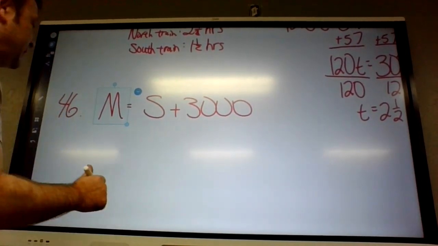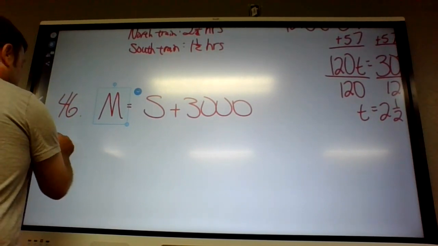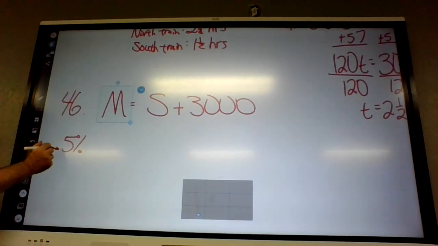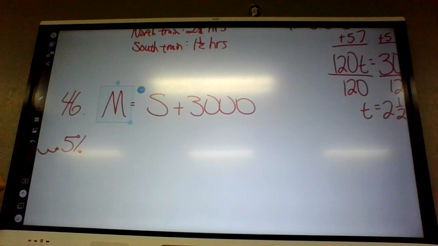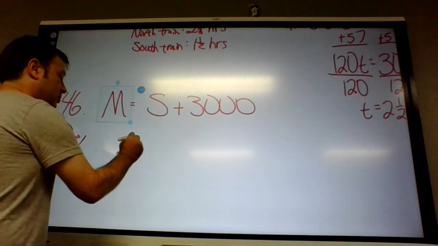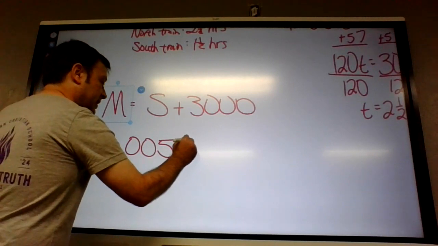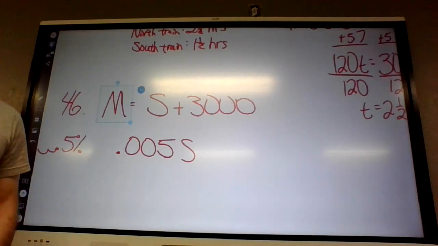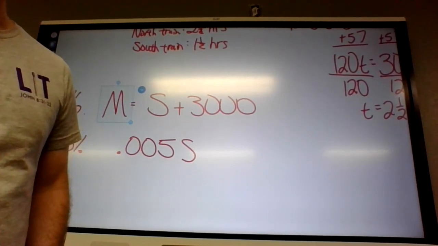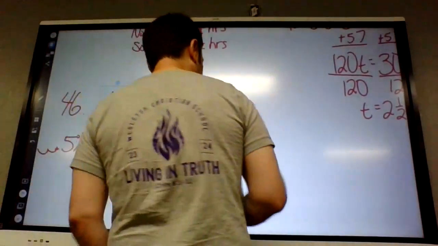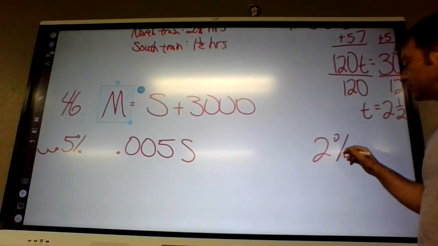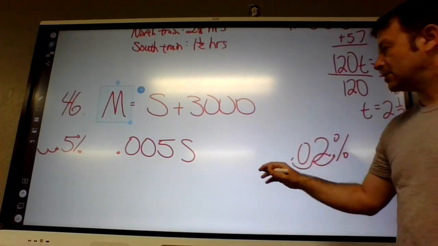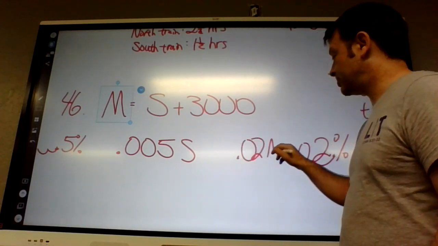He's going to get 0.5% of his savings account. What is 0.5% as a pure decimal? Okay, you got to move the decimal back twice. So 0.5% is the same thing as 0.005. And that's what he's getting out of savings, that much interest. On the money market, you got 2%. What is 2% as a decimal? 0.02. So he's getting 2% on the money market account.